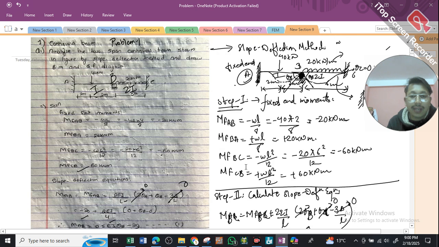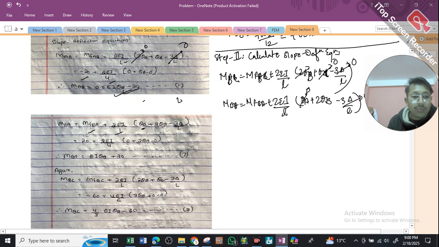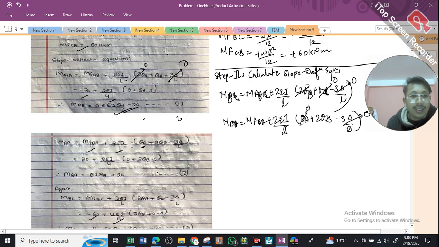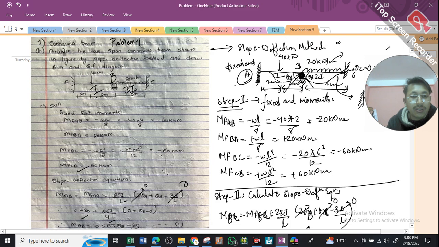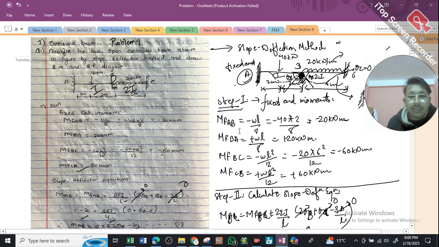Instead of I, we'll be putting 2I this time, because for member BC we have 2I given in the question. On solving this, we'll get the equation for BC. Minus 60 over here. 4EI divided by L, where L is 6 meter over here. This is really simple. 2 theta B plus, so you can just simply write it down.